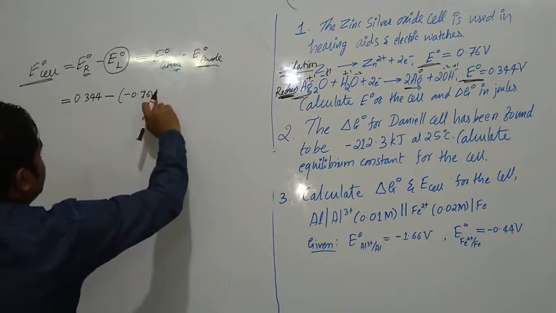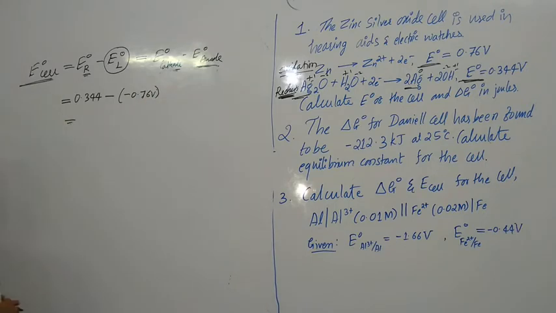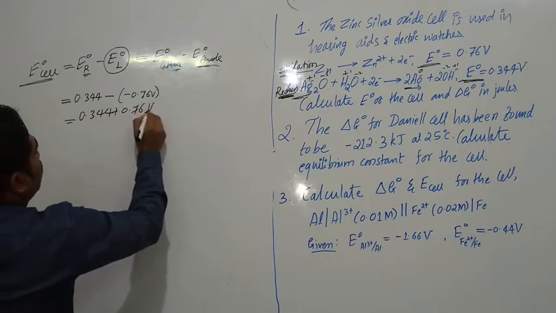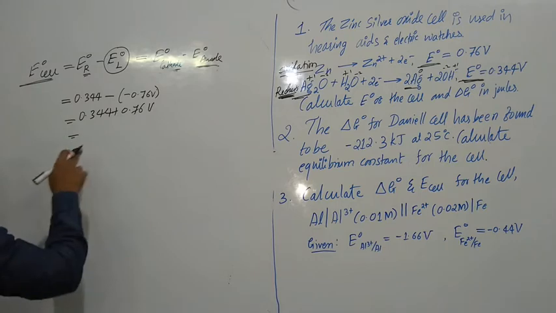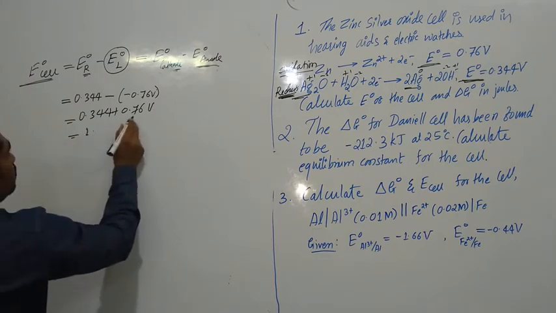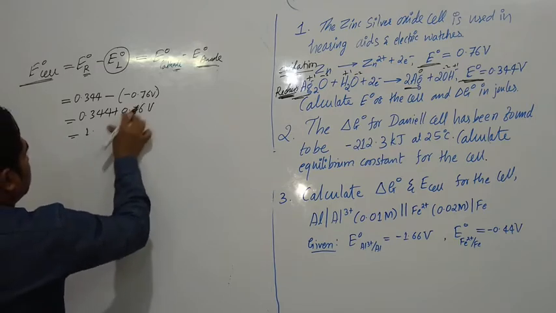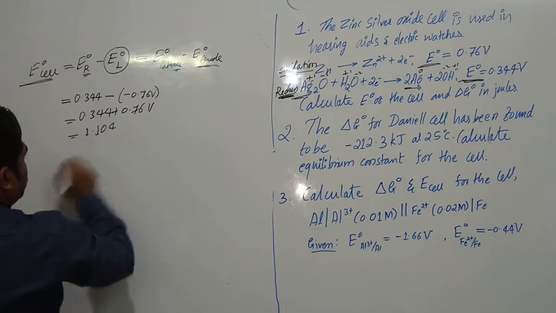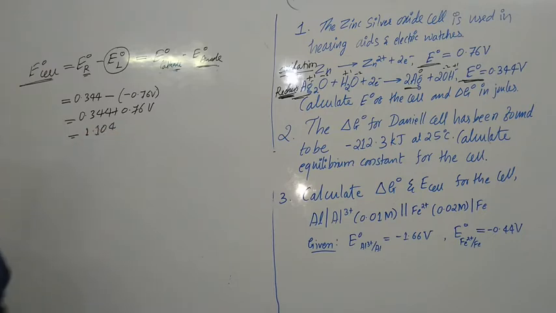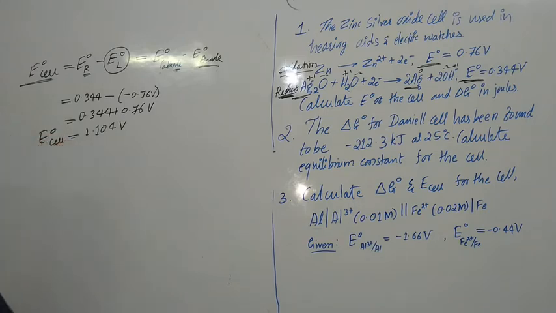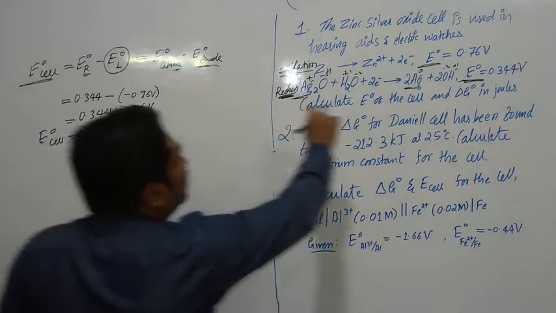So now what happens here? How much is it? 0.344 minus into minus, plus 0.344 plus 0.76 volt. Okay, it is around 1.104 volt. Here our E0 cell value is found to be 1.10 volt. And my first part is over.